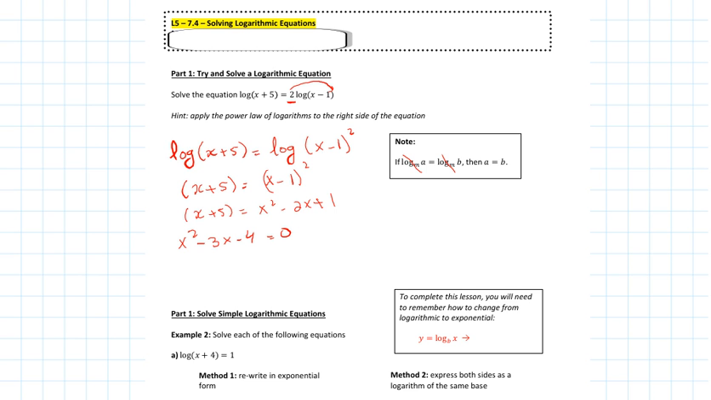So that's going to be (x - 4)(x + 1). So therefore x equals 4 and x equals negative 1.